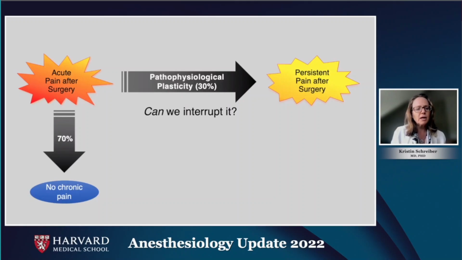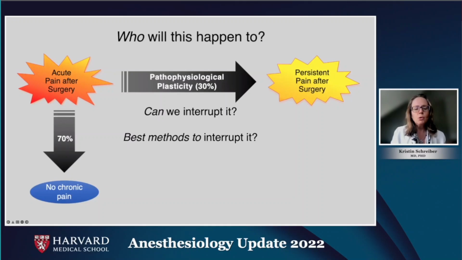And of course, we want to answer these questions. Can we interrupt this? What are the best methods to interrupt this? I mean, we're anesthesiologists. We potentially have access to someone's nervous system, and we can interrupt this, right? But I would argue it's more important to answer this question first: who will this happen to?